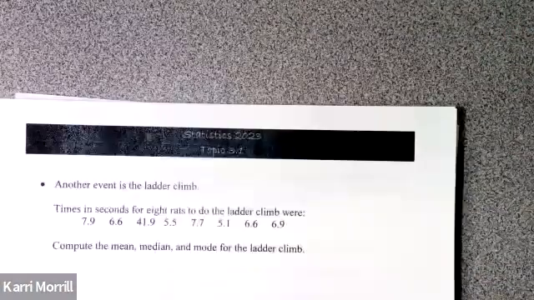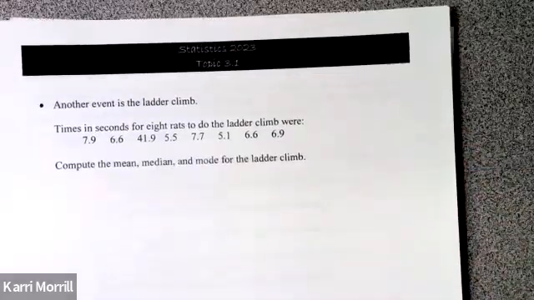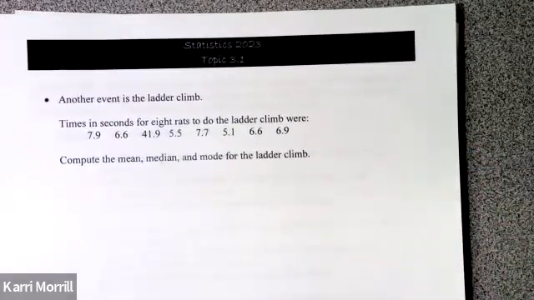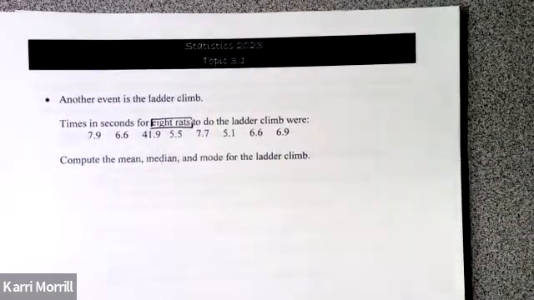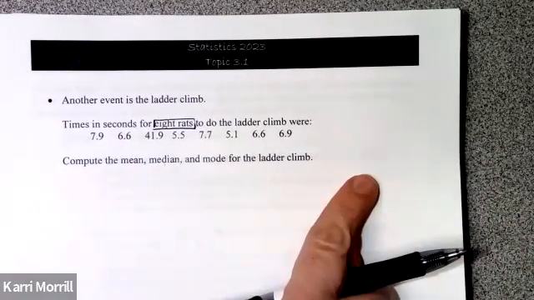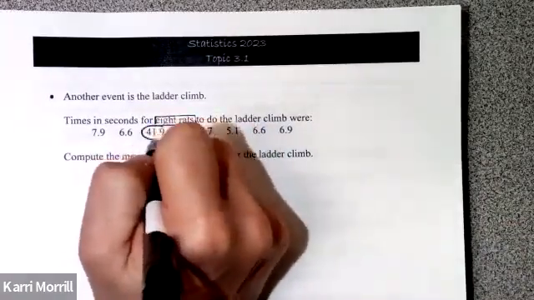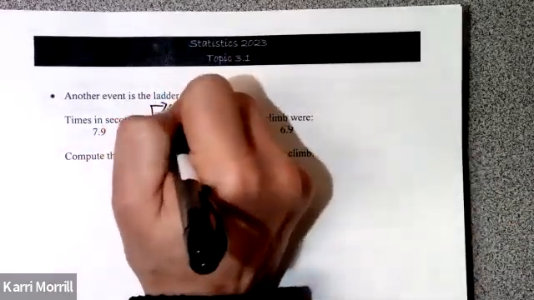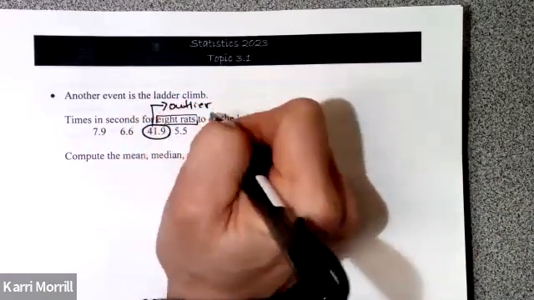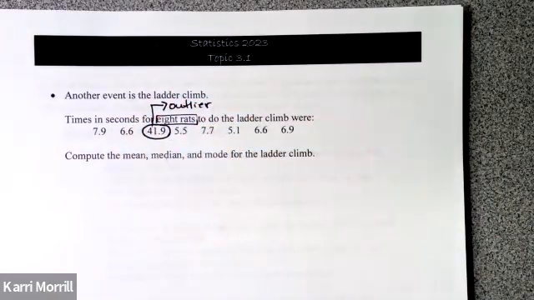Another event is the ladder climb. Times in seconds for 8 rats to do the ladder climb were this. So we're doing 8 rats now. If you look at this set of values, you notice this number is quite a bit bigger than all the other 7 digits. We call this an outlier. Sometimes outliers skew some of these measures of central tendency, especially the mean. We can see how it affects it as we work on that.